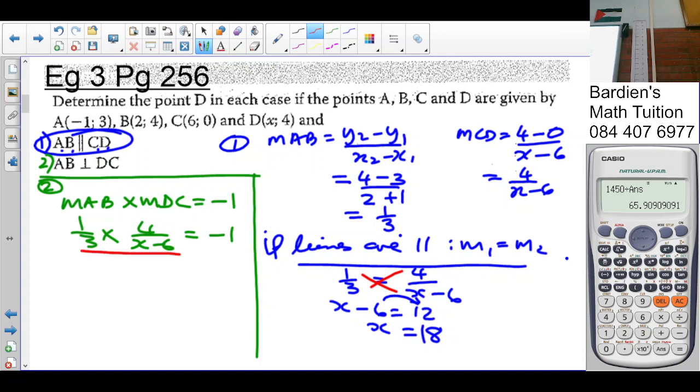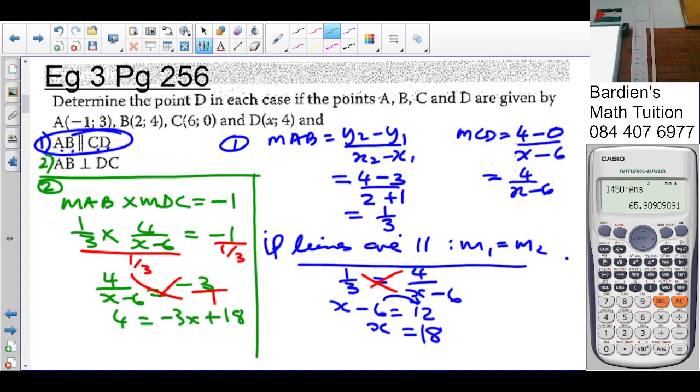So what do I do first? Divide by a third to get the one fraction on its own. So it cancels. So 4 over x minus 6 is equal to negative 1 divided by a third, which is negative 3. Okay. So what do I do now? That's naturally over 1. Cross multiply. So that's going to give you 4 is equal to negative 3x plus 18. Negative 6 times negative 3 is 18. Not so?